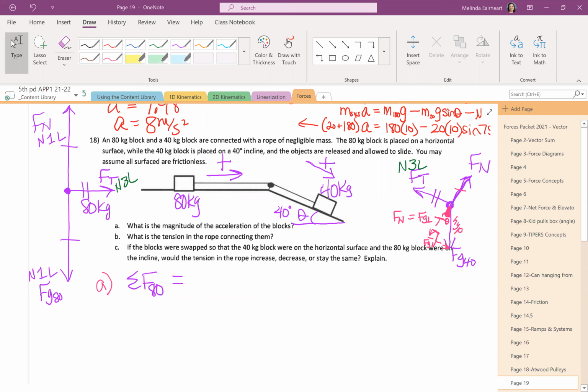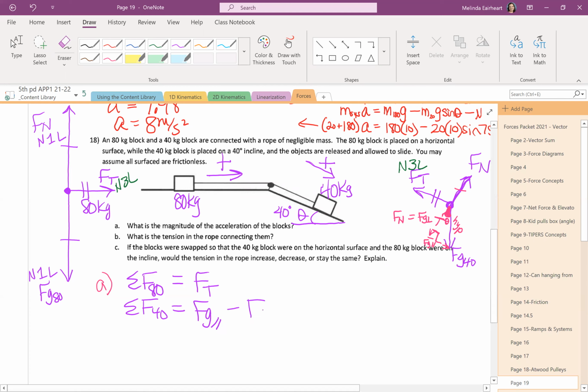Okay, and so now the 80 kilogram FNet statement in the direction of motion is just going to be a positive tension. What about for the 40? Think about the forward direction. Who's pulling it down the ramp? FG parallel. And who's trying to pull it up the ramp? FT. If there was friction, we would have minus frictional force, right? But it's frictionless on this one. Thank you. One less step.